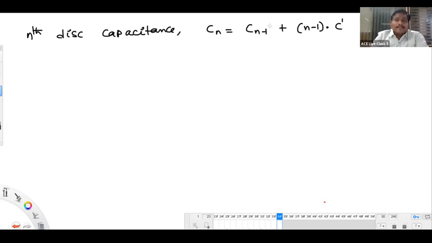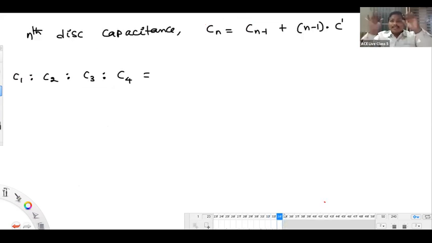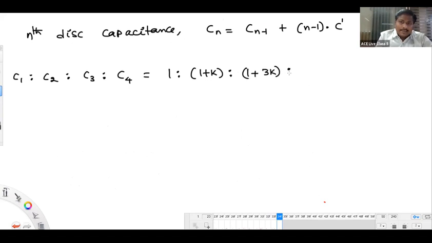Okay, next. Let's take up the ratio I mentioned. C1 is to C2 is to C3 is to C4. C2 is 1 plus K into C1, C3 is 1 plus 3K into C1, and C4 is 1 plus 6K into C1. C1 will be cancelled in all. And what will you get now? 1 is to 1 plus K is to 1 plus 3K is to 1 plus 6K. Like this you can get.